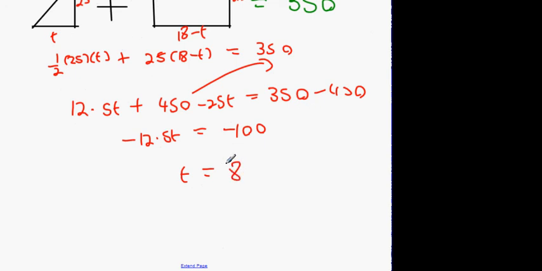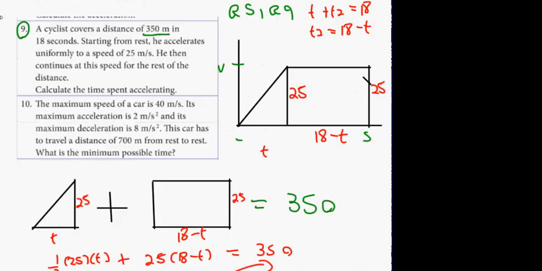So that was 2B, question 9. So T equals 8 was the full question, wasn't it? Calculate the time spent accelerating. It's going to be 8, and time spent at constant speed is 12.